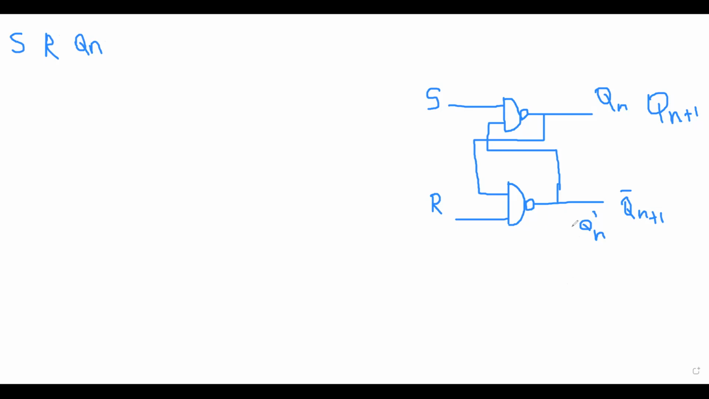This is not the next state. This is just the complement of the present state. After crossing these two, that means the normal present state and its complement, whatever you are getting on the same port is called the next state and its complement. So now I'm going to consider my truth table for this SR latch. Here the three inputs are S, R, and Qn, and Qn plus 1 is my output.